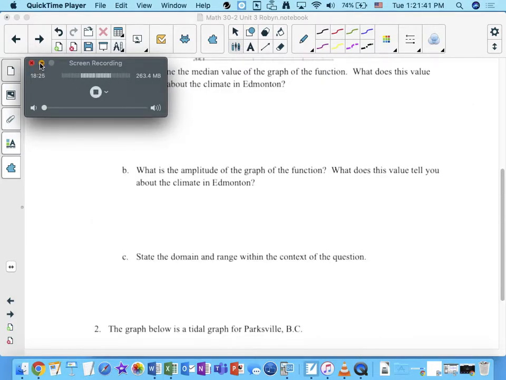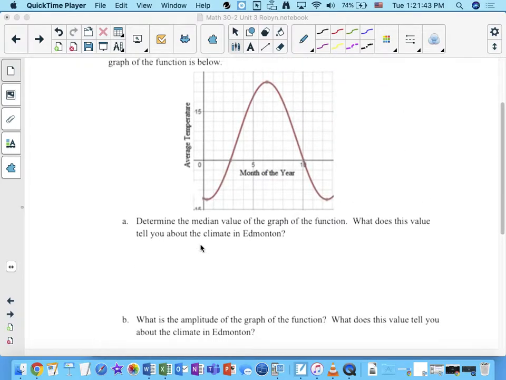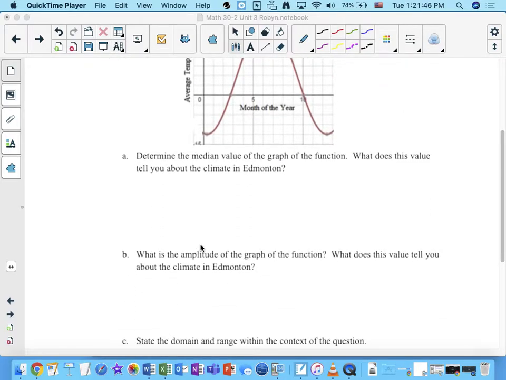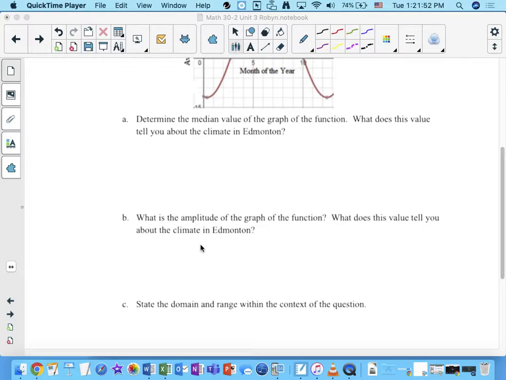All right, so a couple of little points. You guys are doing really well with this. There's a few things that I just want to emphasize. Okay, amplitude, what does it mean in terms of context?